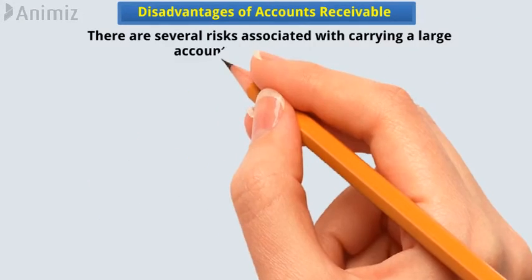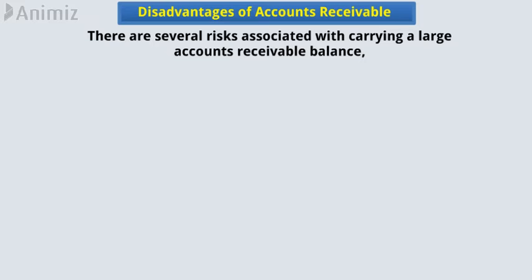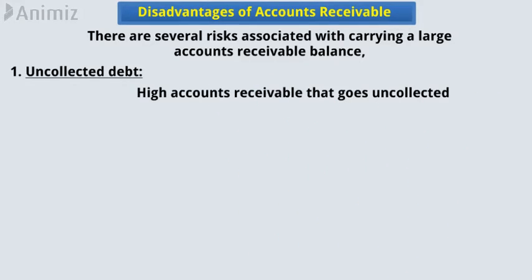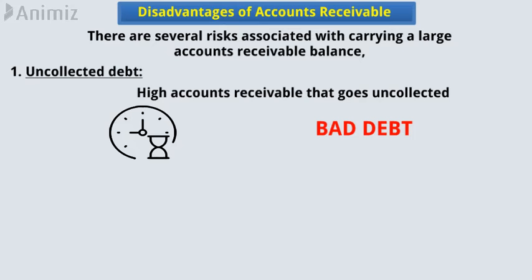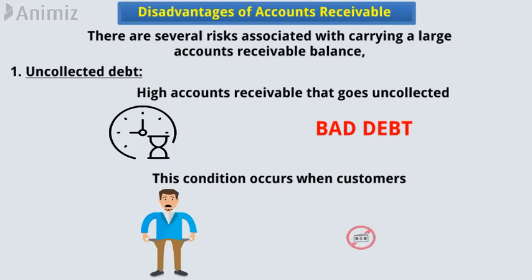Now move on to disadvantages of accounts receivable. There are several risks associated with carrying a large accounts receivable balance, including uncollected debt. High accounts receivable that goes uncollected for a long time is written off as bad debt. This condition occurs when customers who purchase on credit go bankrupt or do not pay the invoice.